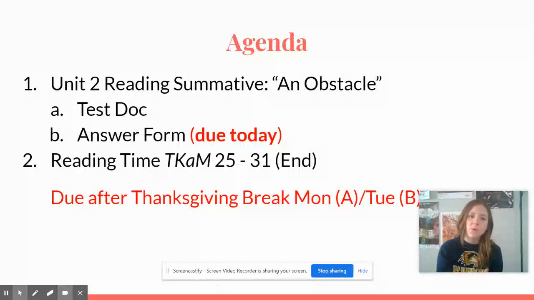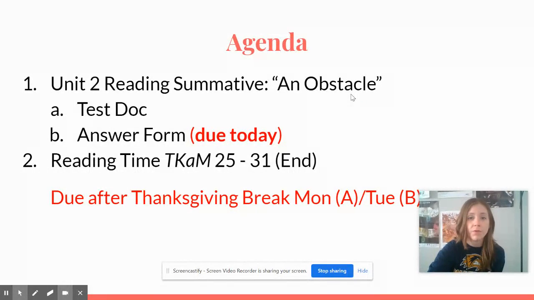Agenda. Today you are going to be taking a reading summative. It's called An Obstacle. It is very short, but what it helps you do is identify how well you're doing on your close reading skills that we've been working on. So that's what we're going to take first, and I'm going to walk you through that. And then you're going to have time to read for To Kill a Mockingbird 25 through 31, and that is the end. And 25 through 31 is due Monday and Tuesday after Thanksgiving break.